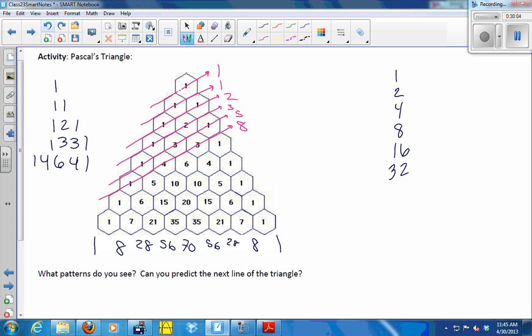So we have tons of patterns. I showed you a couple of the more obvious ones, although the Fibonacci numbers are pretty hidden, but they're in there. So I'm not really going to hold you responsible for these patterns on a test. I just wanted to show you the many cool, interesting patterns in Pascal's triangle.